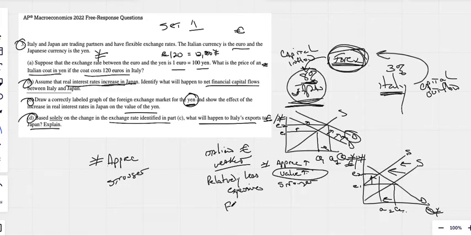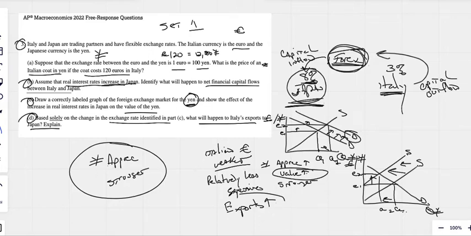So their exports, Italian exports, are going to increase. In essence, due to that stronger yen, they can now buy more Italian goods because they have a stronger yen. So they're going to find Italian goods less expensive, and Italian exports to Japan would increase. Does that make sense? I hope so.